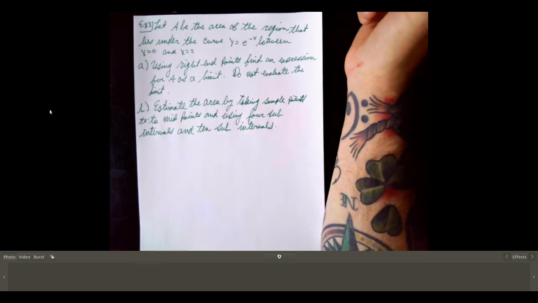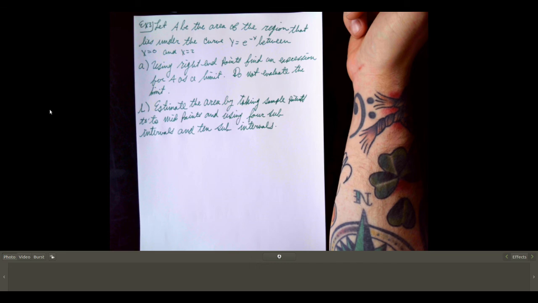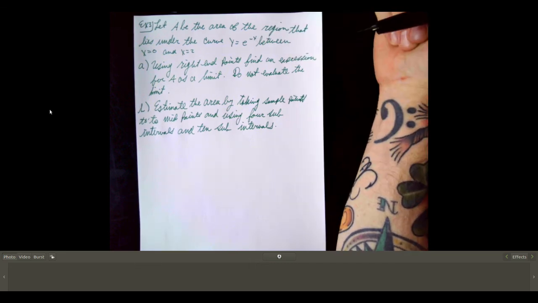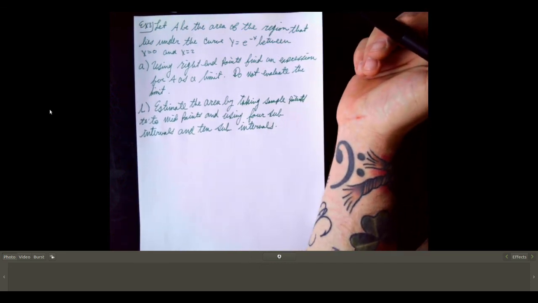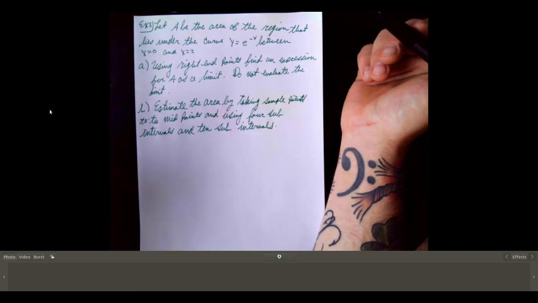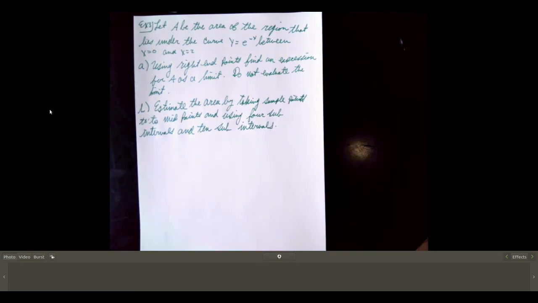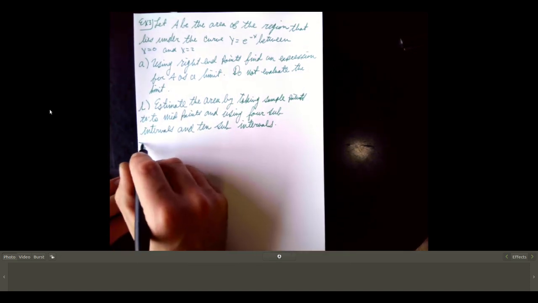All right, so let A be the area of the region that lies under the curve y is equal to e to the negative x between x is equal to 0 and x is equal to 2. The first thing we're going to do in part a is use right endpoints to find an expression for A as a limit, and we're not going to evaluate that limit. In part b, we're going to estimate the area by taking the midpoints of our intervals to be the sample points, and using 4 sub-intervals and 10 sub-intervals to estimate A. So, part a.